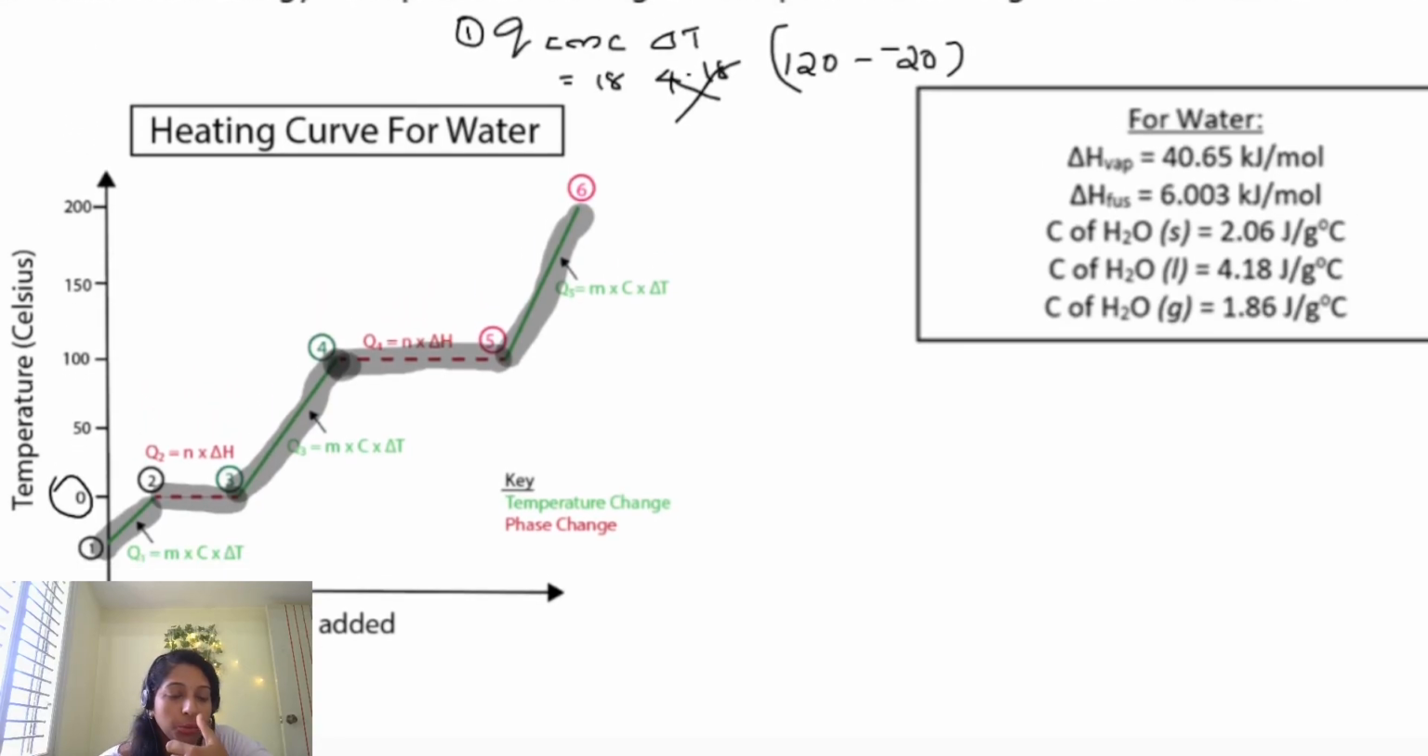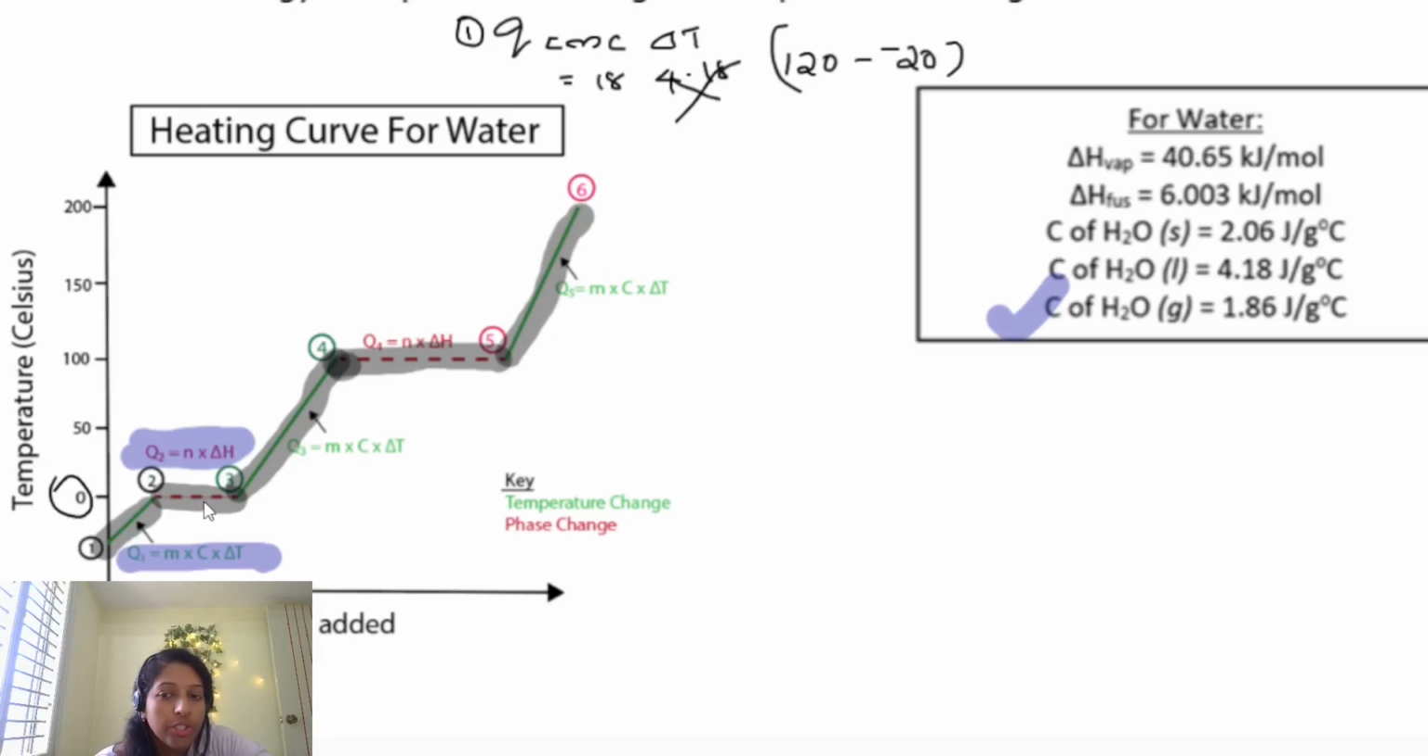So what you need to do is, for all the slanting positions, like the sloped portions, you can use the equation Q is equal to MC delta T. If temperature change is there, you can use Q is equal to MC delta T, but be careful while choosing the value of C, because C is different for each phase. Solid has one value, liquid has another value, and gas has another value.